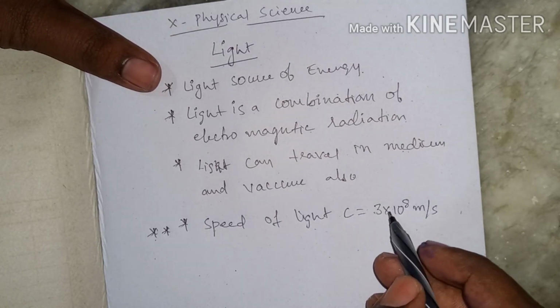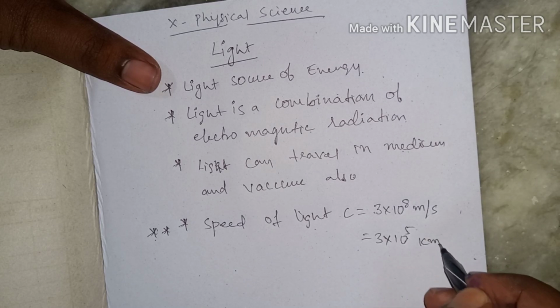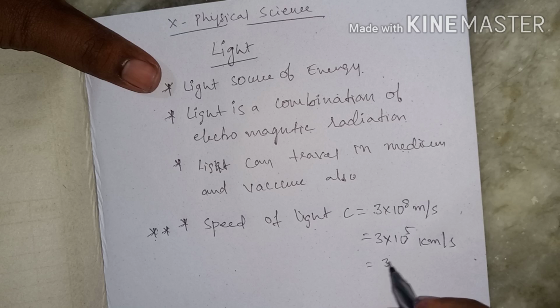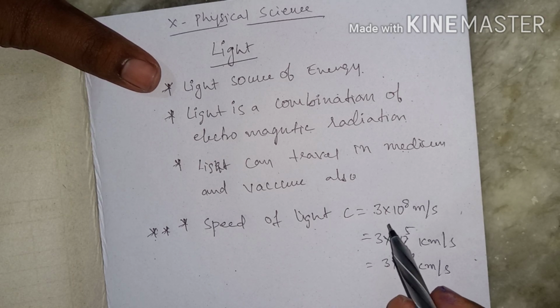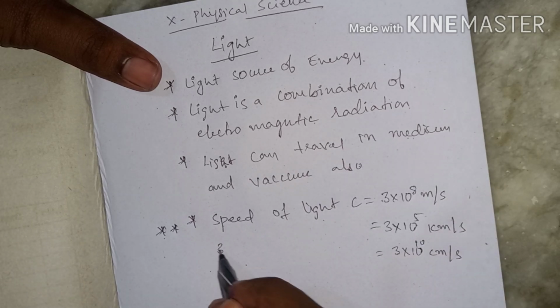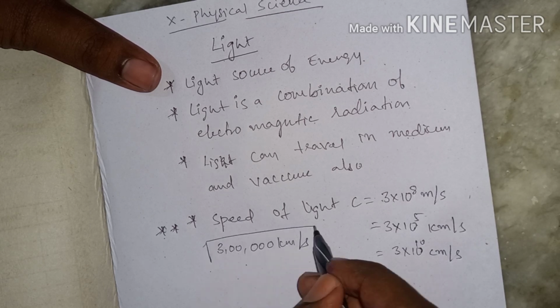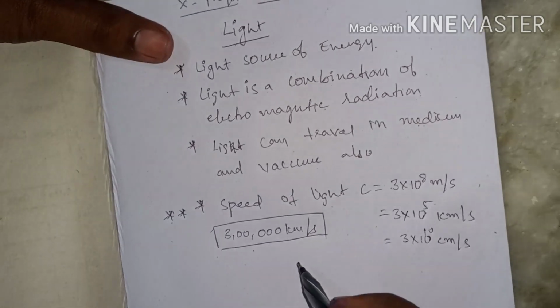You can also express it in other forms like 3 into 10 power 5 kilometers per second, and also 3 into 10 power 10 centimeters per second. In questions they may ask the speed of light in many ways, in terms of meters, kilometers or centimeters. Approximately, light can travel 3 lakh kilometers per second generally.